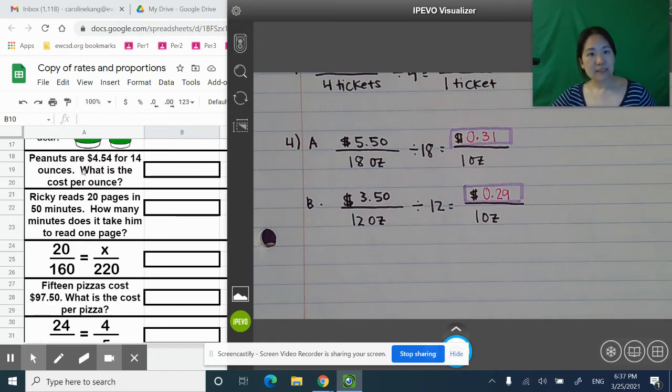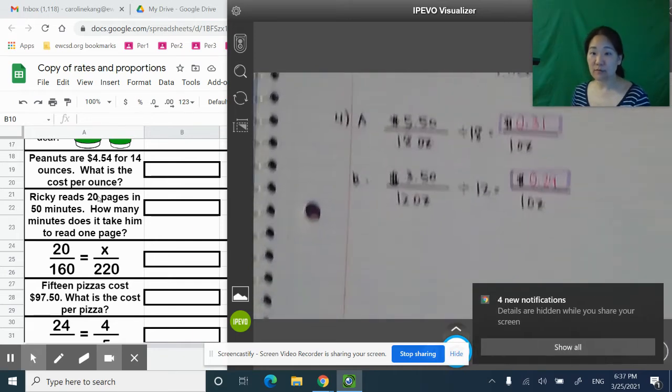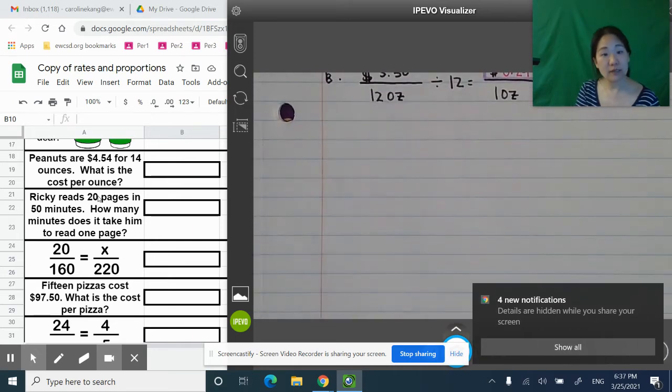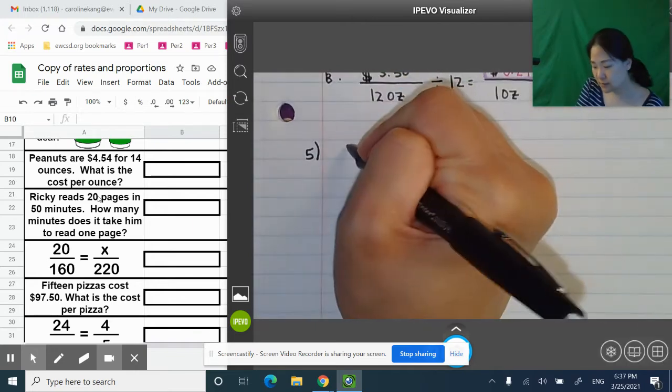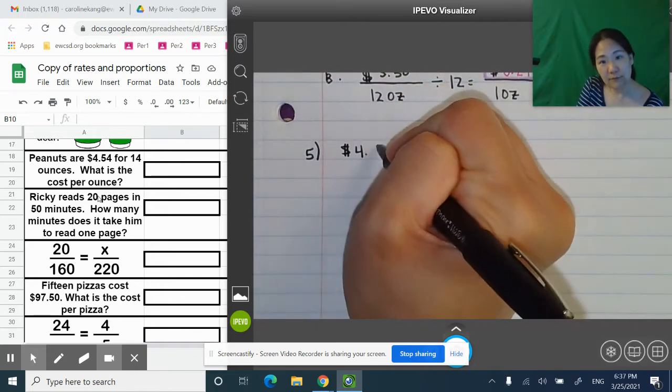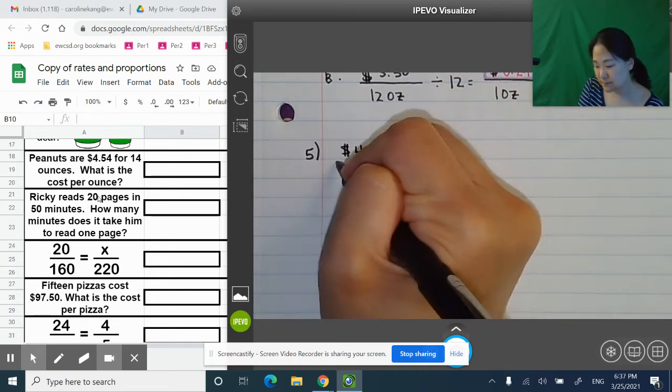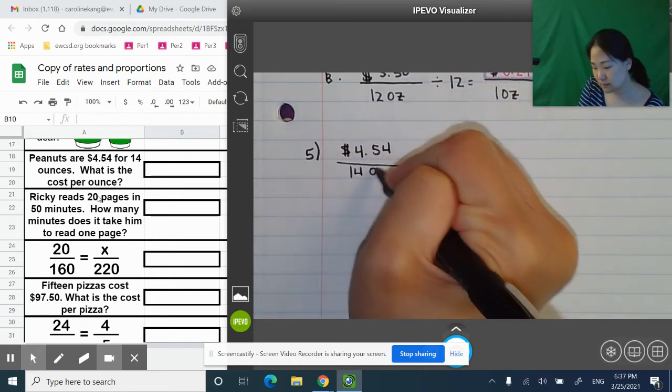Number 5. Peanuts are $4.54 for 14 ounces. What is the cost per ounce? Same idea, it's a unit rate. I am not going to solve the whole thing, but I will set it up just to show you. Number 5, so you want to put money on top, $4.54, 14 ounces on the bottom.